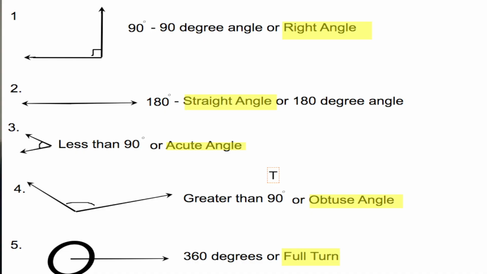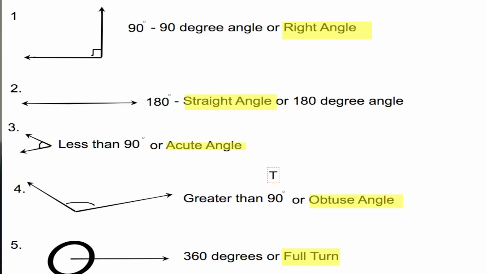Next, I need you to remember that a straight angle measures 180 degrees. That's the measurement of a straight angle. Moving on to an acute angle. An acute angle is less than 90 degrees. So any measurement that's less than 90 is considered to be acute, okay?